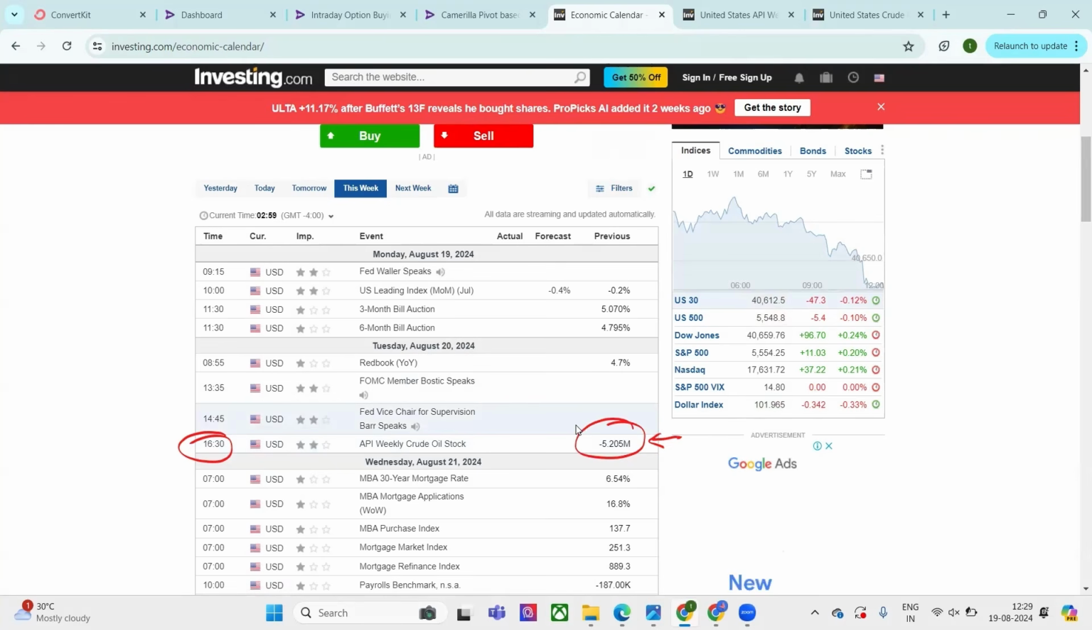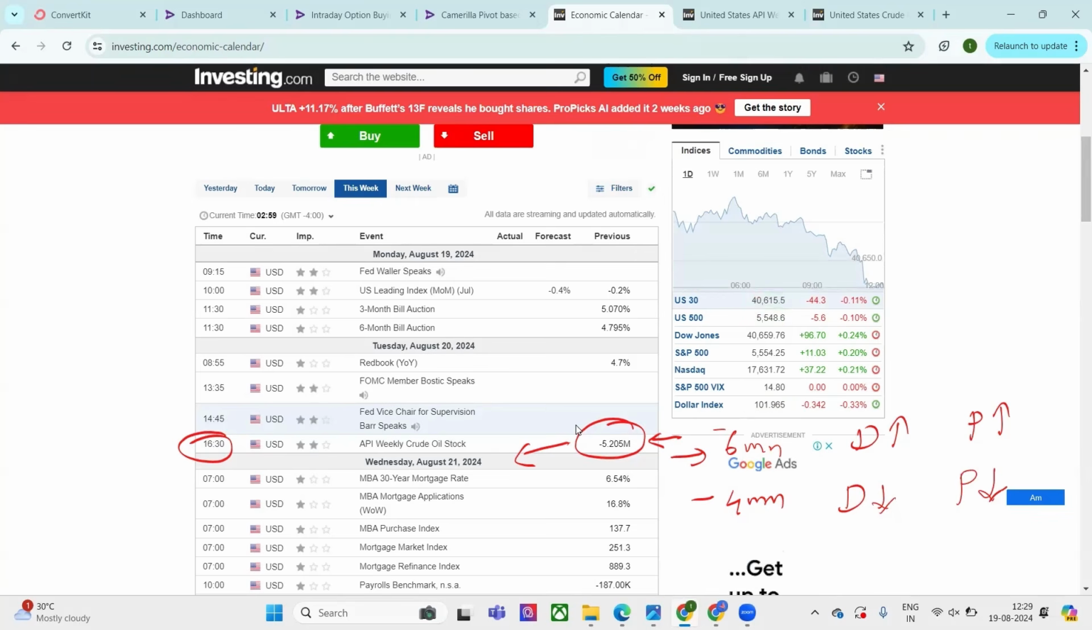Now let's say the previous is minus 5 million. If it is going to be, let's say, minus 6 million, what does that mean? It is lesser than previous, which shows high demand, so price will increase. Let's say it is going to be more, minus 4 million. Minus 4 million means actually an addition of 1 million. That's why I'm saying it is more. Demand is less, that is why that addition came, so the price will come down. I hope this is very clear to all of you.